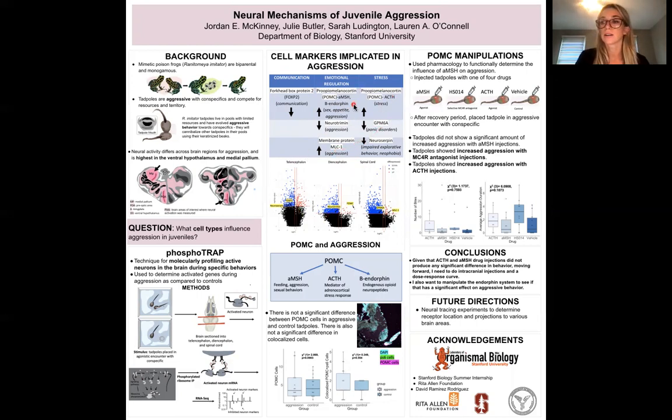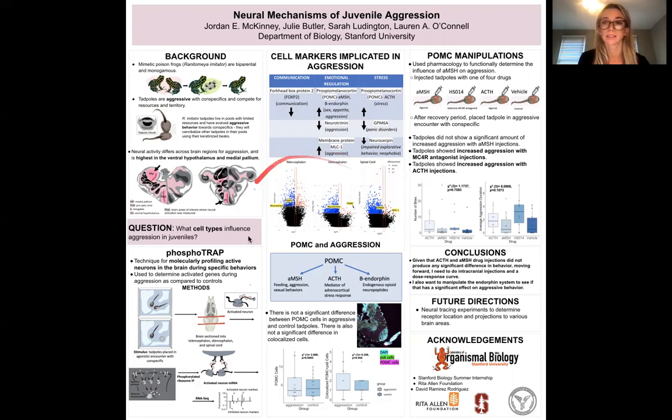Then over here, another subunit of POMC is ACTH, which is a hormone that stimulates the production of cortisol and mediates the body's stress response. GPM6A is downregulated, and it's been implicated in panic disorders. Then you have neuroserpin, also downregulated, and it's implicated in impaired explorative behavior.